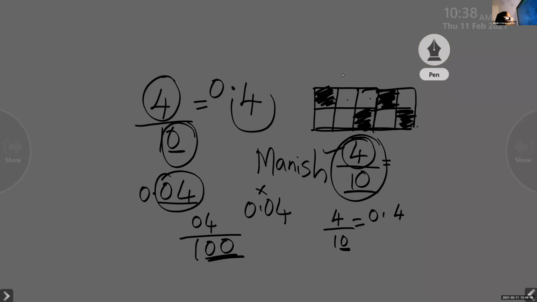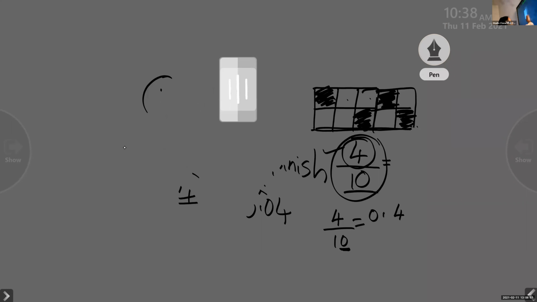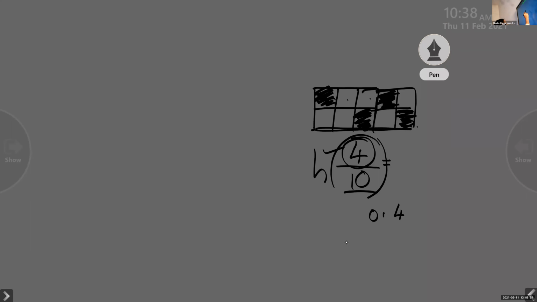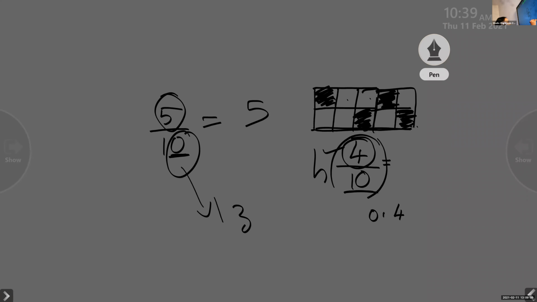Yes, children. So to find the decimal form, what will we do? We will look at the denominator. If I have 5 by 10, I will look at the denominator, 1 0, only 1 zero. So we will write the numerator, and since there is only 1 zero, I will move from the right side only one digit and put the decimal point. So the answer is 0.5. Understood? We know 2 by 10 is 0.2.